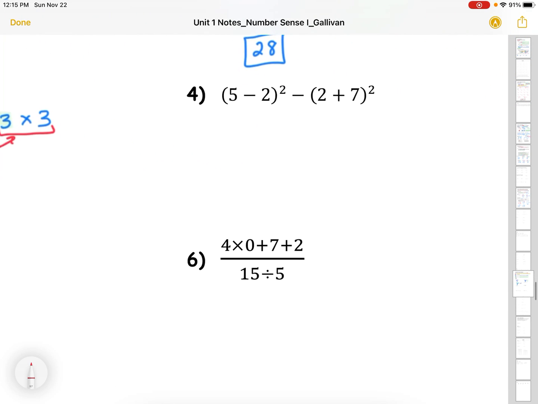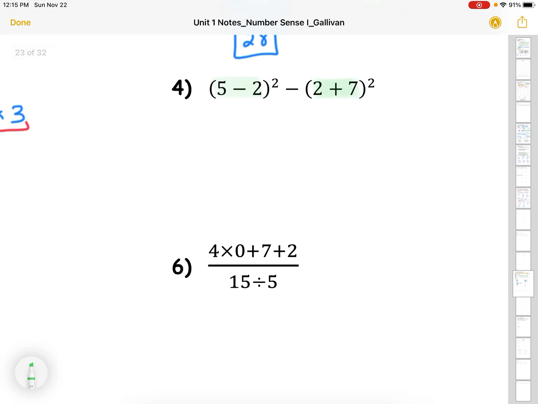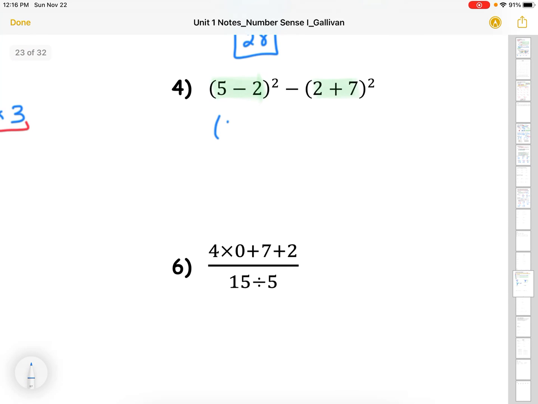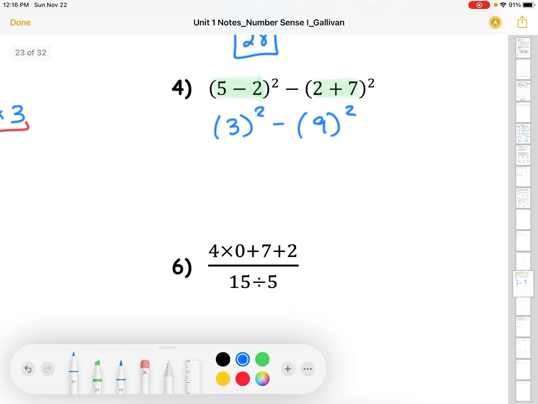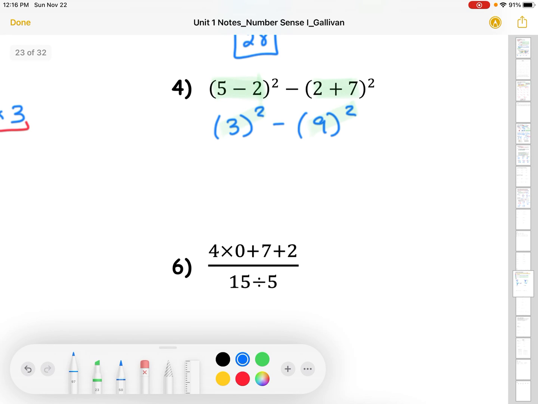Okay? All right. Now in this one, we have some brackets, we have some exponents, and we have a subtraction. So we can do the brackets first and then deal with the exponent. That's going to make our life simple. So in the brackets here, 5 minus 2 is 3 squared minus 2 plus 7 is 9 squared. Now I'm going to want to do those exponents first. 3 squared, well, let's just highlight what we're doing. We're going to do these exponents first before that subtraction.